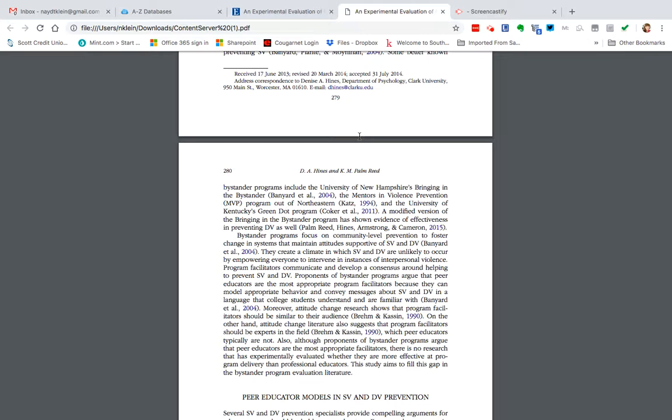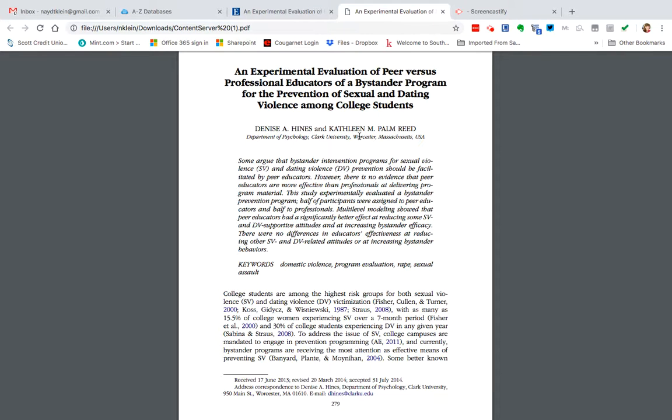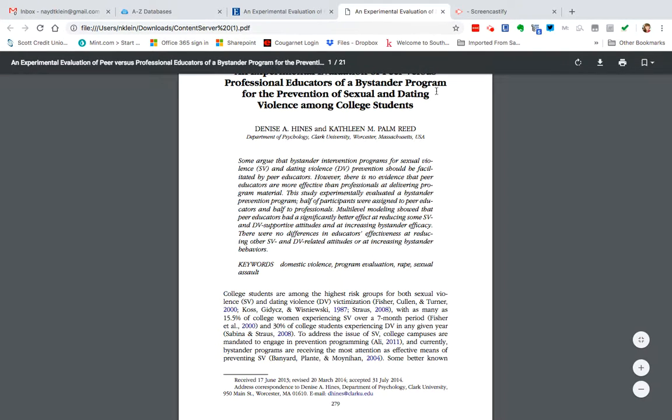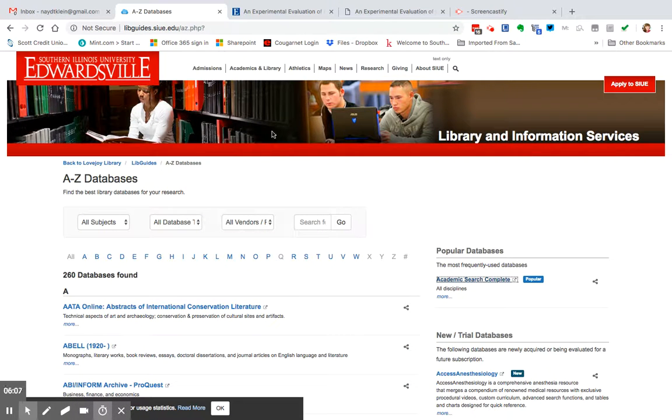Here's the key. This all needs to be in your own words. So when you are describing what these researchers did, these two researchers, Hines and Reed, you want to make sure that you are using your own words. And there are a couple of ways that you can ensure that you do that. The first big way is to close this so you're not looking at it. So don't look at the article while you're trying to type up a summary of it.